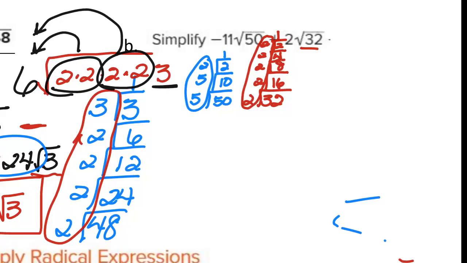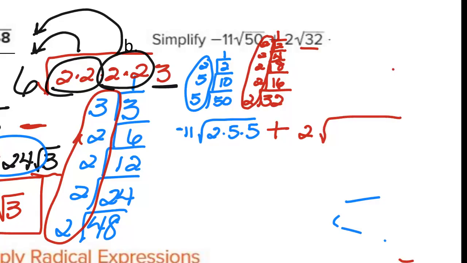All right, so here we go. Negative 11 times 2 times 5 times 5. I usually like to write them in numerical order. Plus, then we have 2 on the outside. And the square root of 32 we can rewrite as 1, 2, 3, 4, 5 2's.